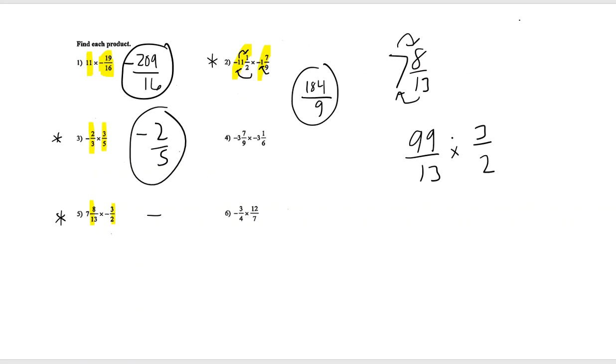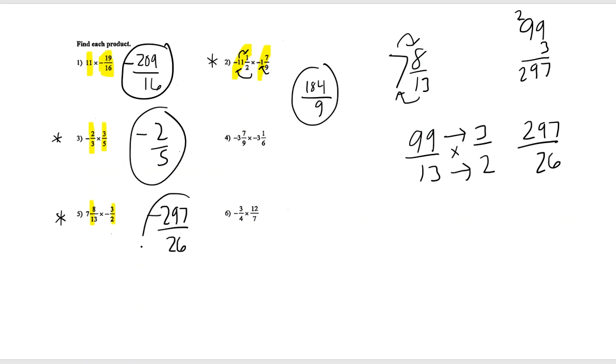So now from here, we do top times top over bottom times bottom. 99 times 3 is 297. And 13 times 2 is 26. And these two do not actually have any common factors. So our final answer would be a negative 297 over 26.